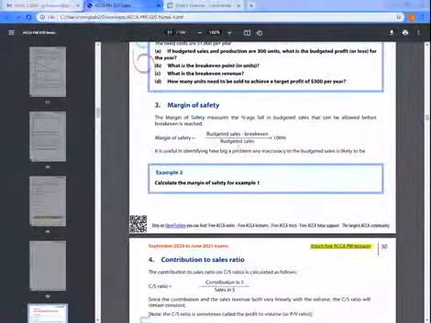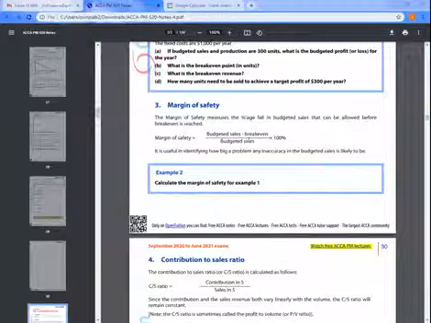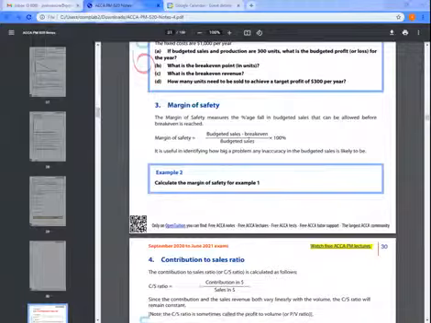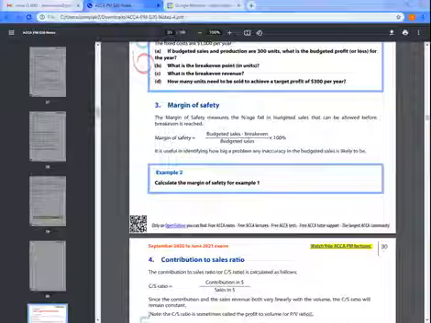Over targeted quantity. Sorry for that. Over targeted quantity here. Over X targeted or budgeted.